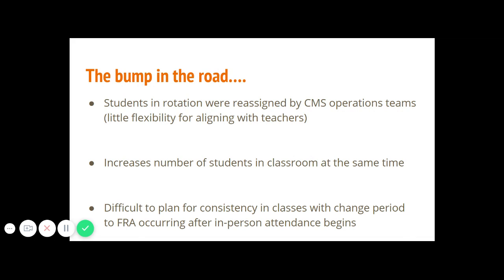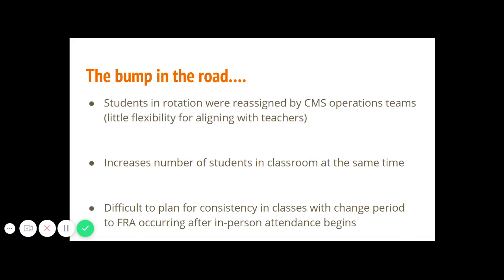Students who were in Rotation C were reassigned by CMS operations teams. That gave us little flexibility in aligning a student's rotation with the teacher's rotation. It does make sense, though. We need the operations team to decide where the students will be reassigned to make sure that transportation routes can be balanced, siblings can stay in line as much as possible, and also that our school enrollment in each of the rotations, A and B, stays under capacity and balanced across the grades.